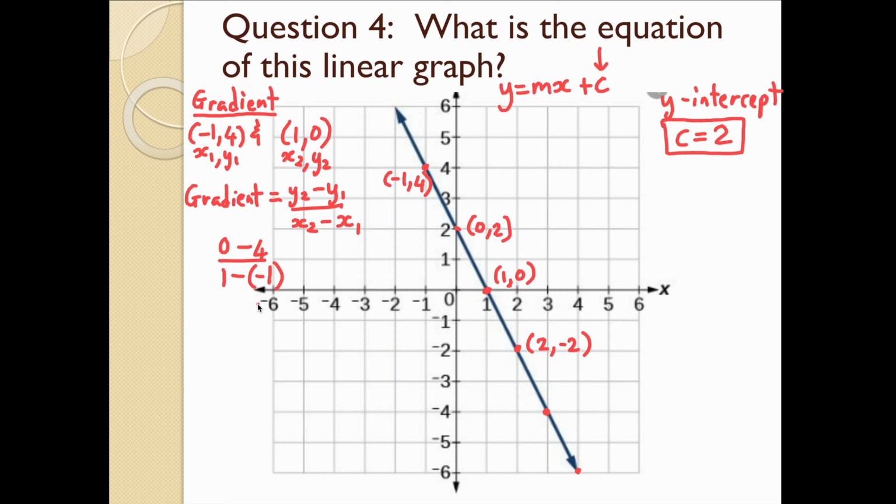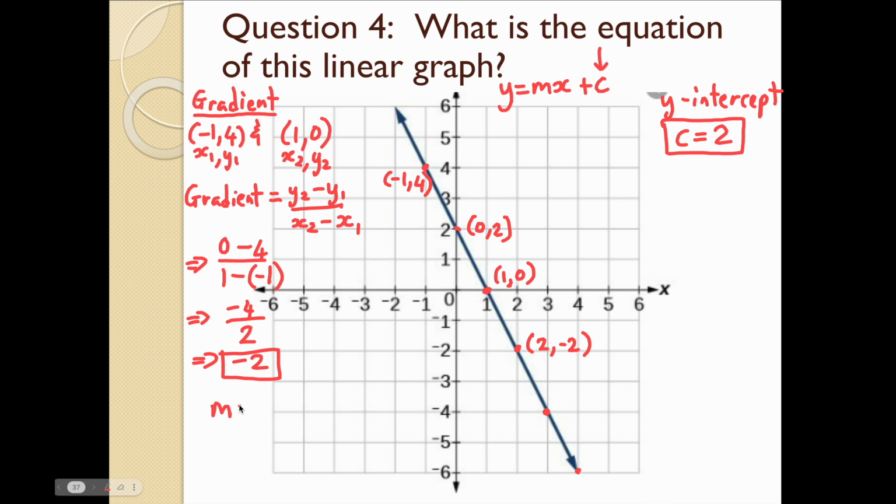So do not forget that. So 0 take away 4 gives us -4. And then 1 take away negative 1 turns into 1 plus 1, which is 2. So when I divide these two, I have negative 4 divided by 2, which is negative 2. So now I have my gradient. My gradient here is negative 2, and my y-intercept is c, which is 2.